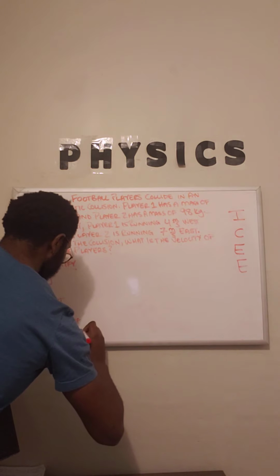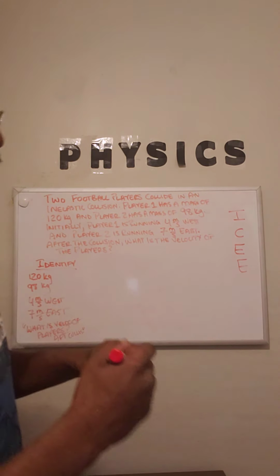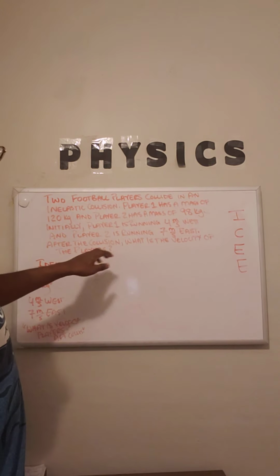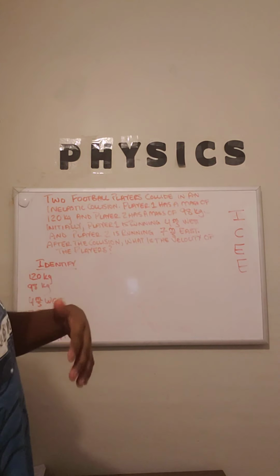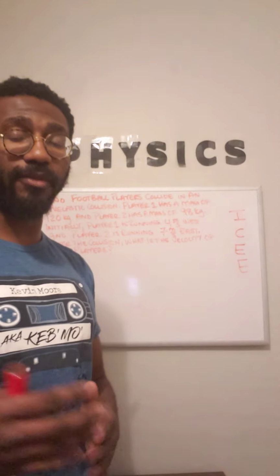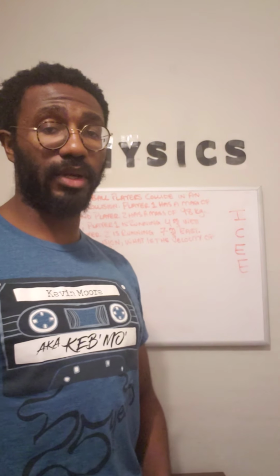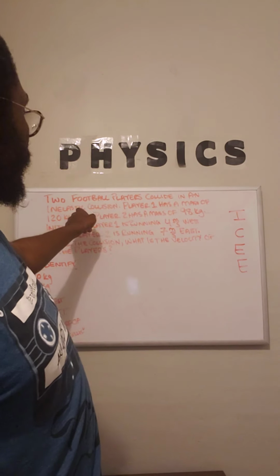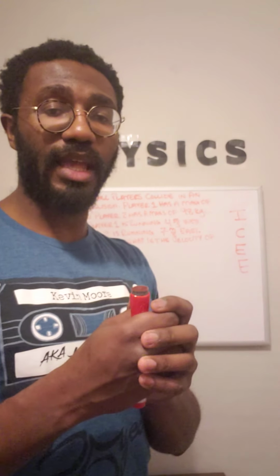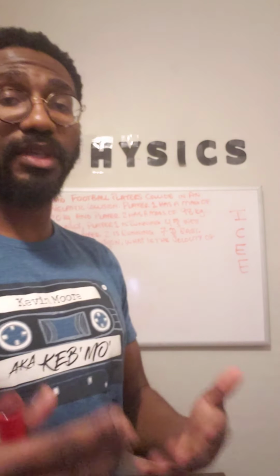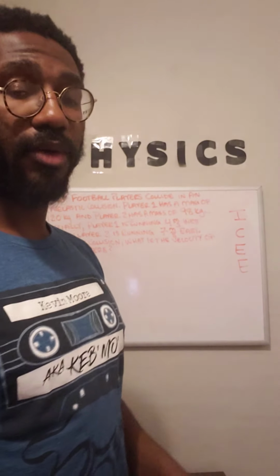Now, if you just watched the elastic collision video, you would notice that there was one velocity for the first object and a different velocity for the second object. Now here it's saying what is the velocity of the players. So both players have the same velocity after the collision. That is because this is an inelastic collision. So the players stick together when they tackle each other and run into each other. So they're both going to be moving at the same velocity after the collision. And we'll see that more clearly with the equation we use.